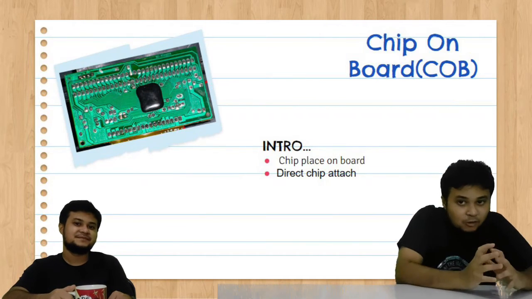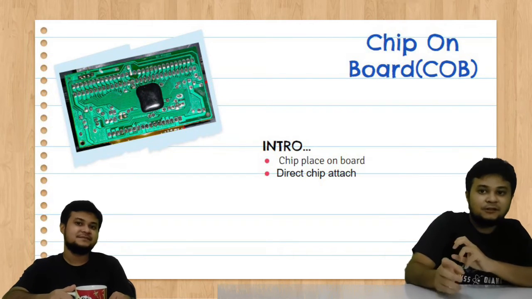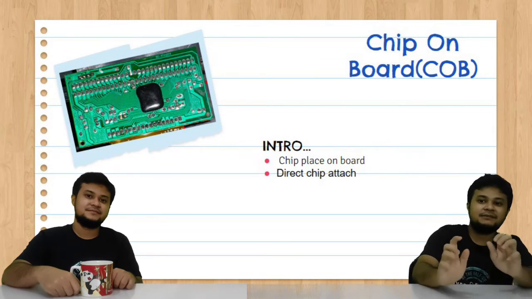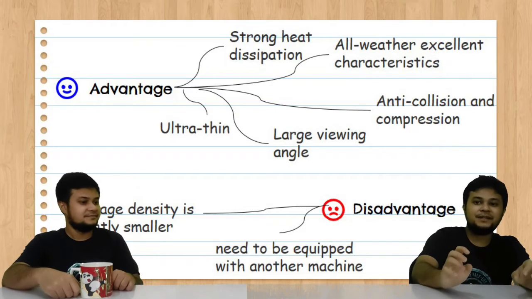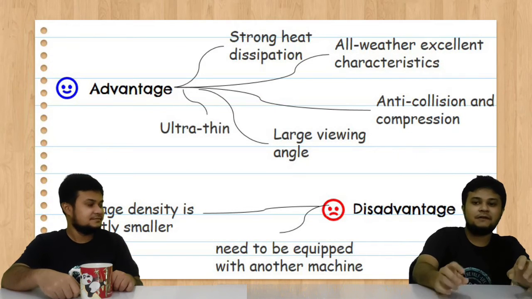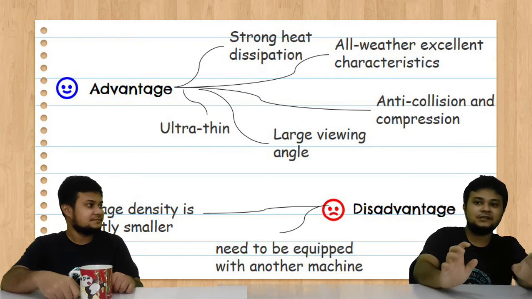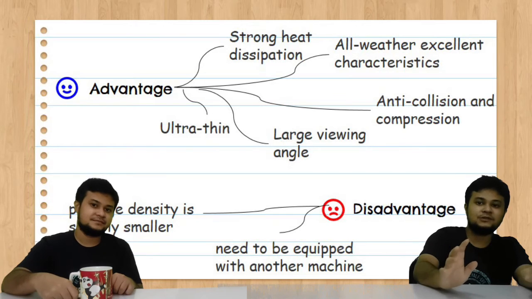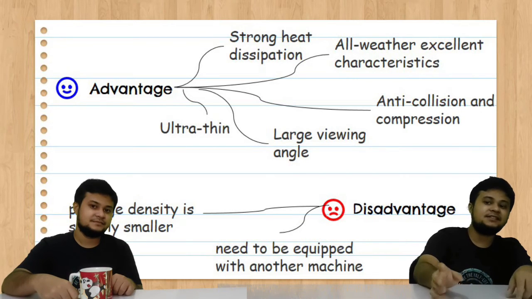Next, we move on to chip on board, COB. COB is a chip that is placed on board with direct chip attach. It is covered by epoxy. The advantage of COB package is that it is ultra thin. With COB, the thickness of the PCB board from 0.4 to 1.2 mm can be reduced to at least 1/3 of the original traditional product. Thus, it's very thin.